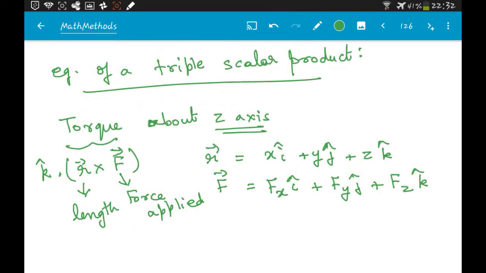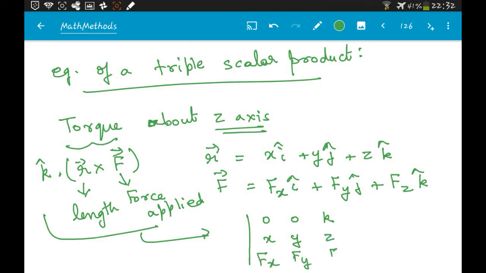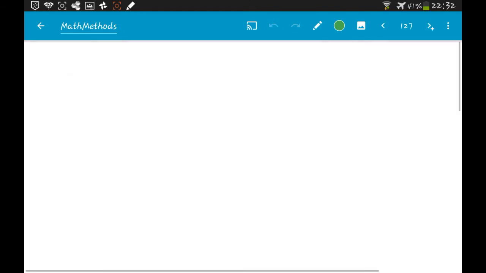So what is k dot r cross f? This quantity is only in the direction of k, so you have 0 0 k, x y z, and fx fy and fz. Okay, so this is going to be your torque about the z axis. Alright, so similarly you can calculate for any kind of function.